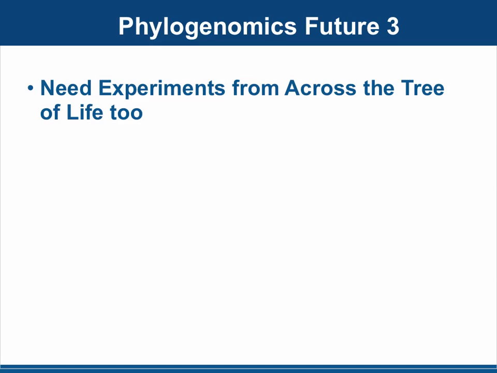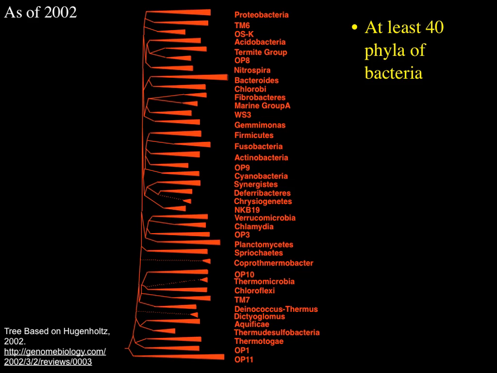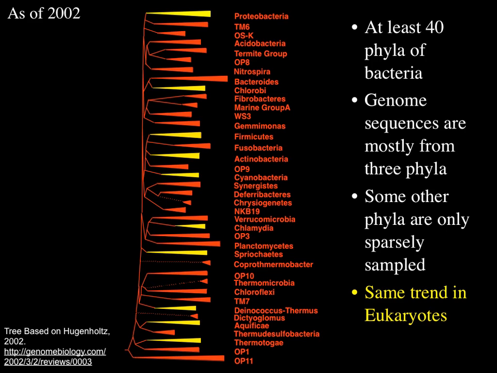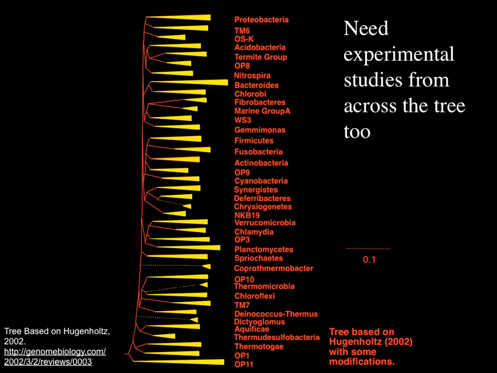The last thing I want to say is, of course, just sequencing genomes is not enough. We need experiments from many of these lineages, either the organisms themselves or the genes that come from those organisms. Because, in fact, although the genomes were biased when we started our Tree of Life project, the experimental studies were even more biased and still are. Most of the experiments are still from 3 phyla of bacteria. There are a few other phyla that have a reasonable number of experiments, but it's still incredibly biased sampling of experimental studies. And the same is true for eukaryotes and viruses and archaea. So we need experimental studies from across the tree.